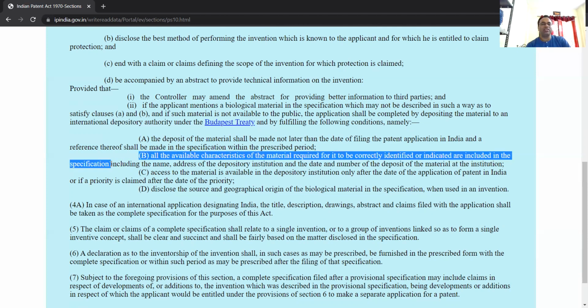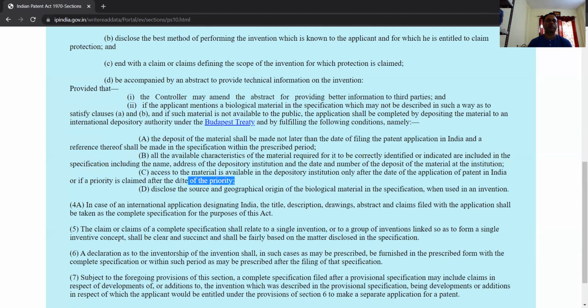So how to identify that biological material? All the required characteristics have to be given so that one can clearly identify what you're talking about. So what are the characteristics? You give the name, address of the depository institution, date and number of the deposit of the material at the institution. All these things have to be given so that anyone reading your patent will be able to trace out this biological material. Access to the material is available in the depository institution only after the date of application of patent in India, or if priority is claimed, after the date of priority.